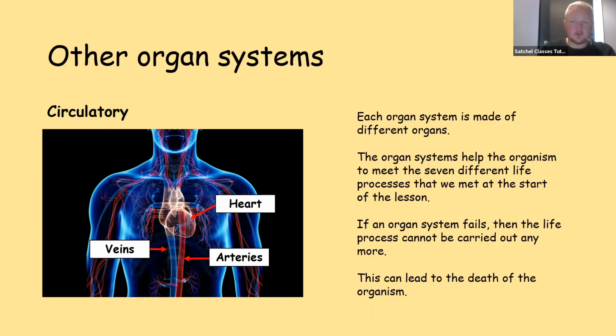The organ system helps the organism to meet the 7 different life processes that we met at the start of the lesson. If an organ system fails because an organ fails, then the life process can't be carried out anymore. This then can lead to the death of an organism, which is why it's important to have an understanding of these. Doctors talk about these all the time.